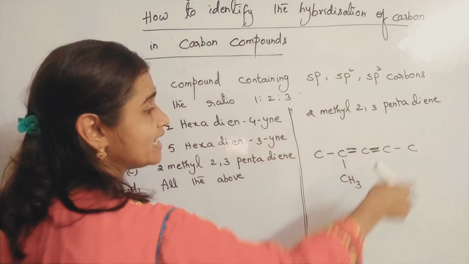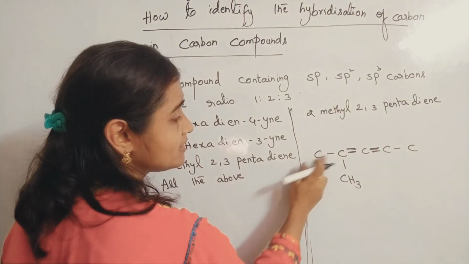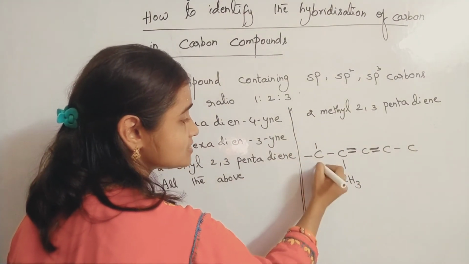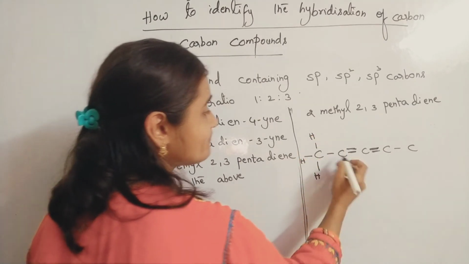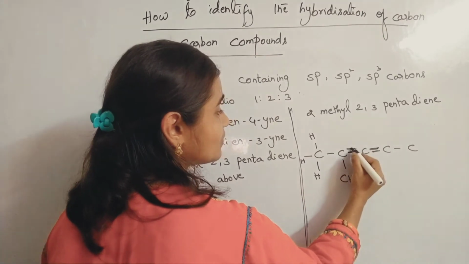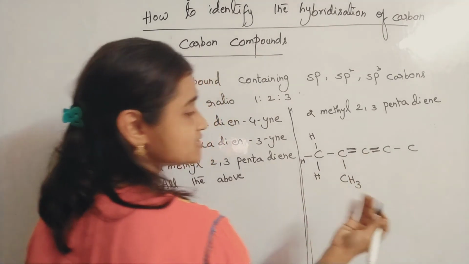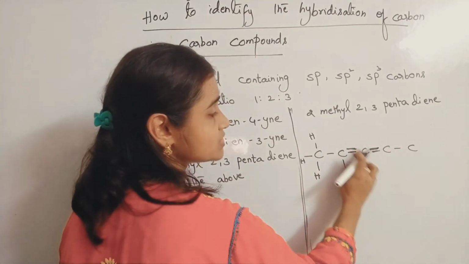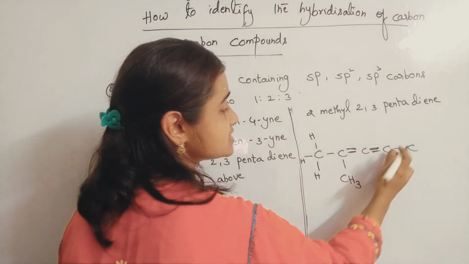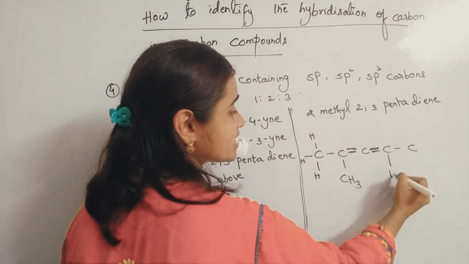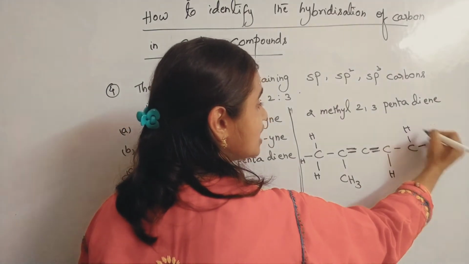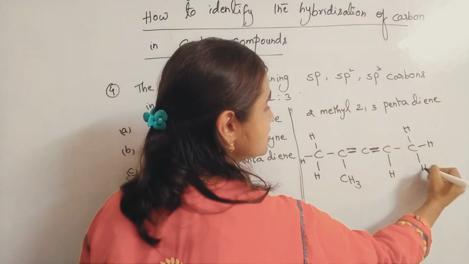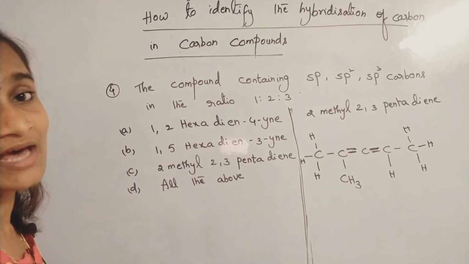Now the remaining hydrogens we have to fill. This carbon is bonded with only one, so it has to be filled with 3 more hydrogens. Here 1, 2, 3, 4 bonds are already done. For this carbon also 4 bonds are already done. For this carbon only 3 bonds were done, so attach 1 hydrogen. For this carbon only 1 bond is done, so attach 3 more hydrogens to satisfy its tetravalence.